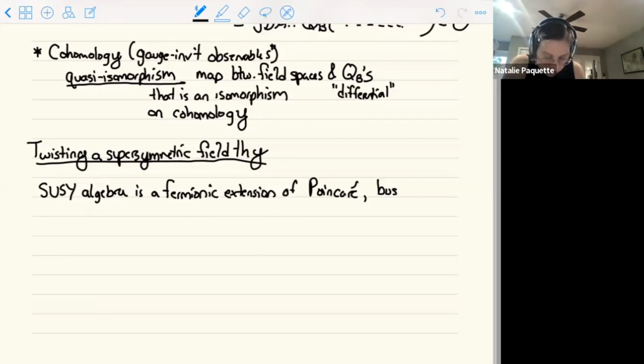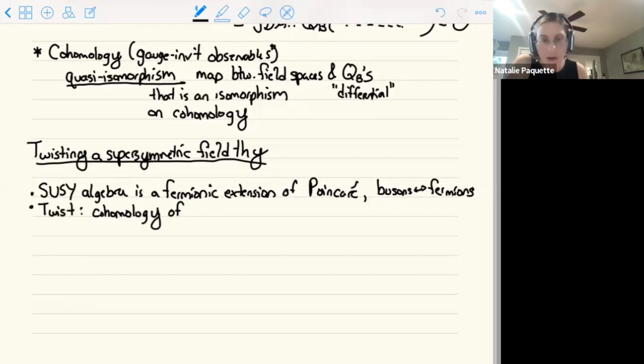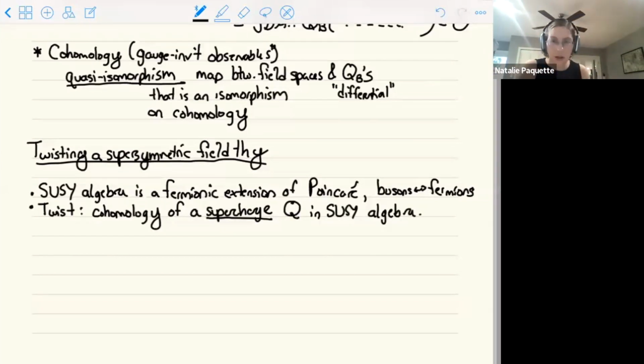And if you haven't heard of SUSY before, because I have a fermionic supercharge, if I act with such a fermionic thing on a bosonic thing, I'll get a fermion and vice versa. So it's something that's swapping bosons and fermions and having them symmetric in your theory. And a twist is nothing but an instruction to take the cohomology of a different fermionic global symmetry. Namely, instead of using the BRST charge, take the cohomology of some supercharge Q in your supersymmetry algebra.